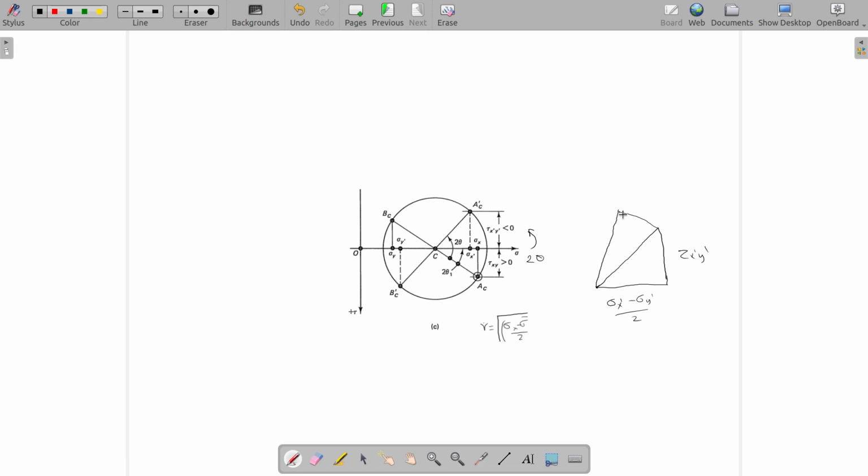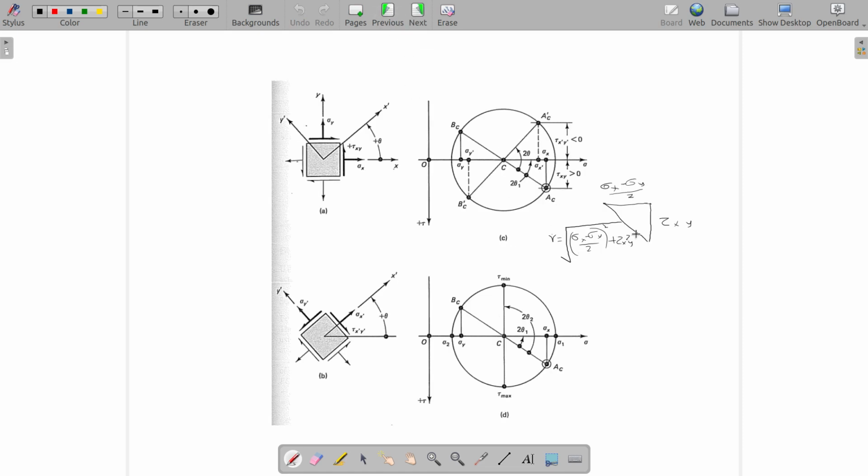Now this side, we know that this was (sigma x minus sigma y) by 2, right? Remember, that is (sigma x minus sigma y) by 2, that is getting rotated and it reaches here, and this is tau xy.